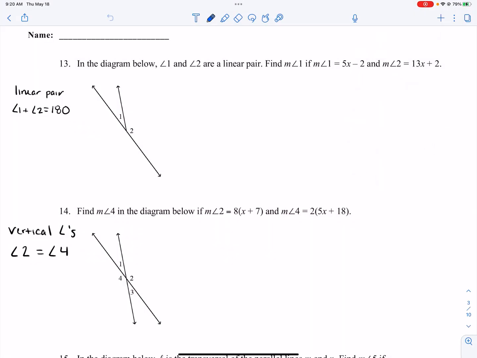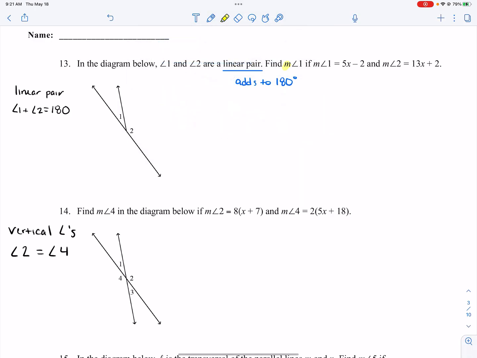Okay, so continuing with our final review, number 13. In the diagram below, angle 1 and angle 2 are a linear pair. So remember that linear pair means adds to 180 degrees. So if the measure of angle 1 is 5x minus 2, and the measure of angle 2 is 13x plus 2, we want to find the measure of angle 1.